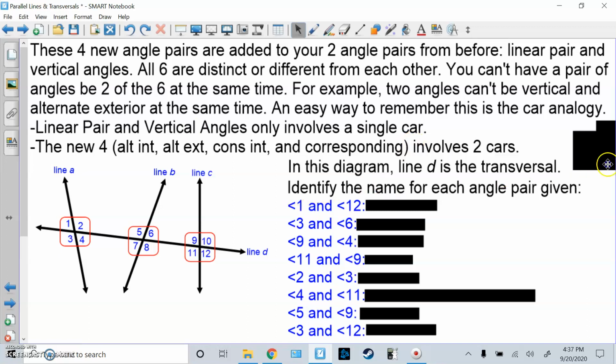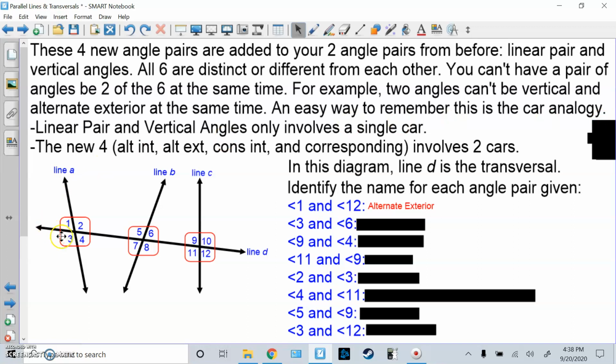Alright, so in this diagram, notice line D is a transversal to all these lines. Identify the name for each angle pair given. So this is angle 1 and 12. Here's 1, here's 12. So we're on line D, that's the transversal. Ignore line B, so 5, 6, 7, 8 don't exist. All this is the interior right now. And then out here is the exterior, out here is the exterior. So 1 and 12 are on the outsides, and on opposite sides, so they're going to be alternate exterior.